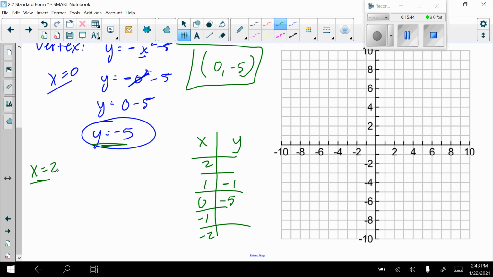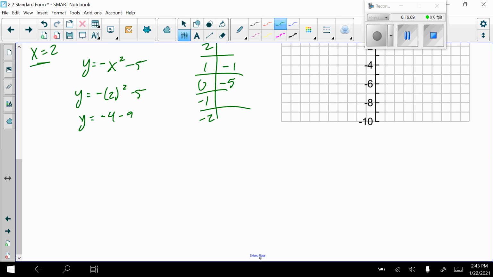Let's do 2 now. So I'm going to plug in 2. The equation is y equals negative x squared minus 5. I'll plug in 2 for x, negative 2 squared minus 5. 2 squared is 4, and then I smack a negative sign in front of that. So it's going to be negative 4 minus 9, and negative 4 minus 9 gets me negative 13.